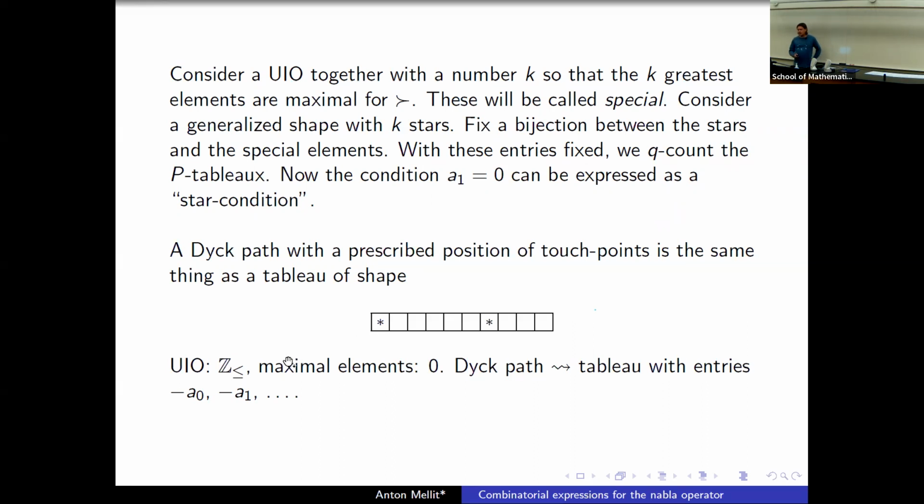And the corresponding unit interval order is the non-positive integers. Remember when I said how the dict-paths correspond to a P-tableaux, I had to put the numbers backwards. I can also put them with a negative sign. It also works, and so that's what I will do. Then if you take the non-positive integers, the maximal element is 0, and these are my special elements. My condition is that I want these stars to contain zeros. So in this sense, dict-paths now are precisely tableaux satisfying my properties.